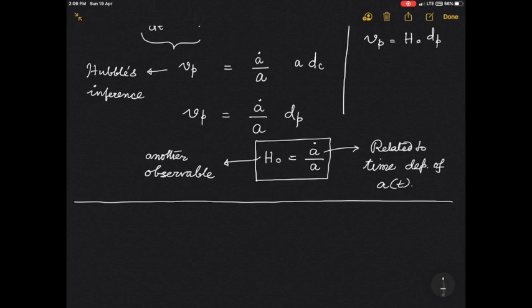Okay, so that's it for today. What we have learned is Hubble's observation and Hubble's law, and we will use the FLRW metric to understand more about the universe in the upcoming classes.